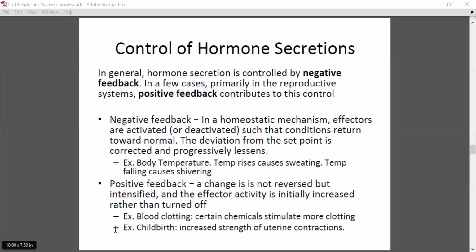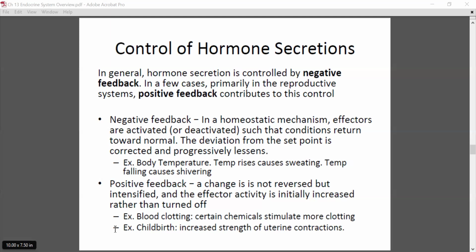In this case, kicking the baby out of the womb, so that baby can leave the womb. The other example is blood clotting. So if you have an injury, the injury is causing you to bleed, then you will have reactions that don't stop you from clotting.